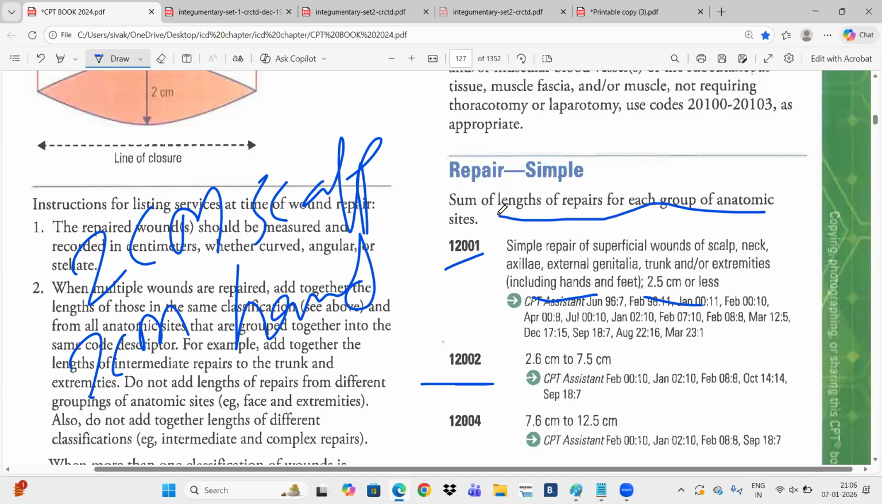Okay. We need to sum the surface area. Clear? Suppose.